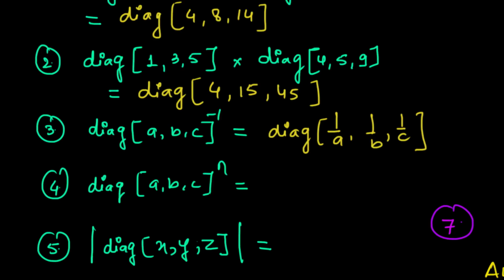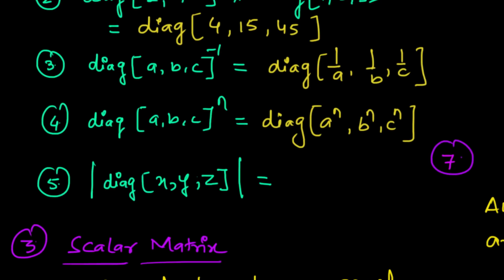Next, we have a diagonal matrix and you have to raise it to the power of n. So write diag and raise each element to the power of n. So A to the power n, B to the power n and C to the power n. That's it. And finally, suppose you have to find the determinant of a diagonal matrix. So just multiply the corresponding elements of the principal diagonal. So x, y, z will be the determinant of the diagonal matrix.